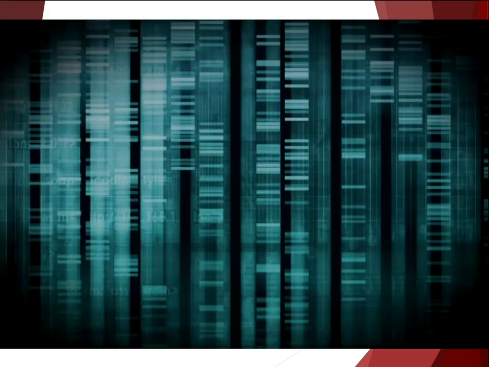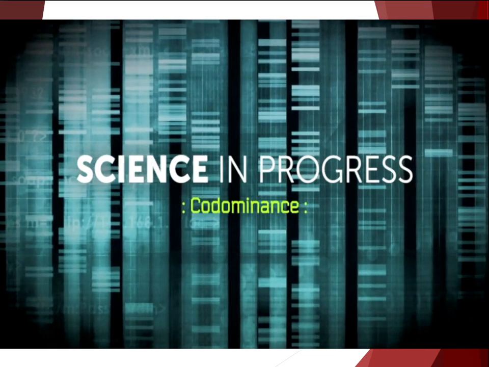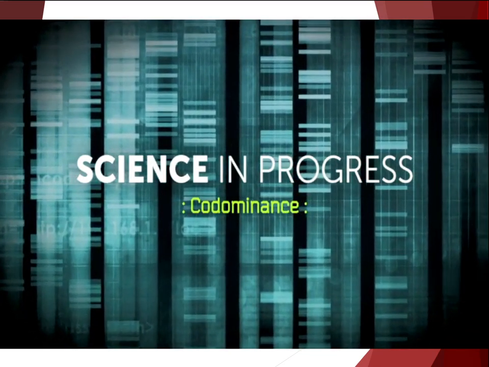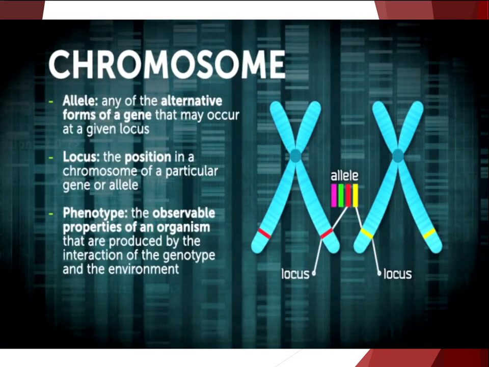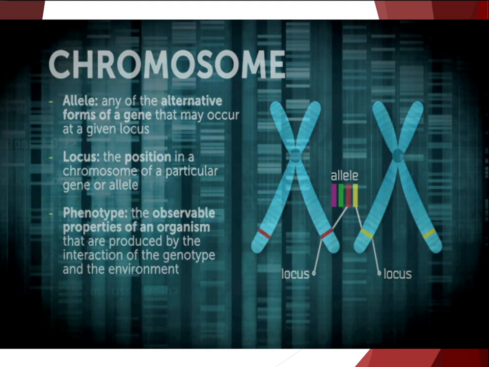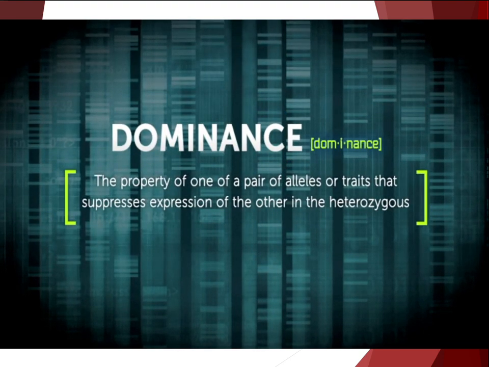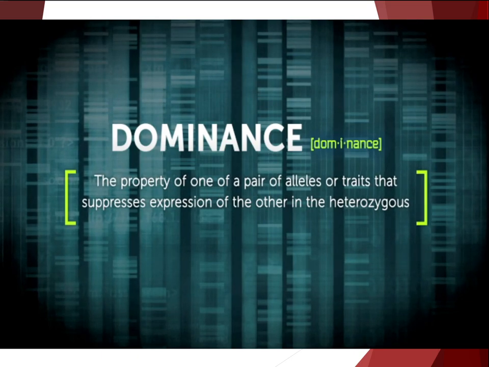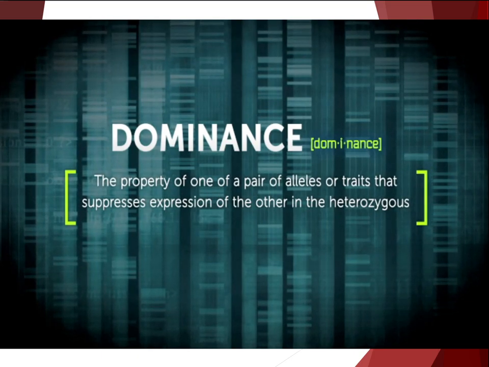Codominance. Combinations of alleles at a locus for a particular gene produce various phenotypes in organisms. Dominance is the relationship between these allele combinations with respect to the phenotypic outcome of these combinations.